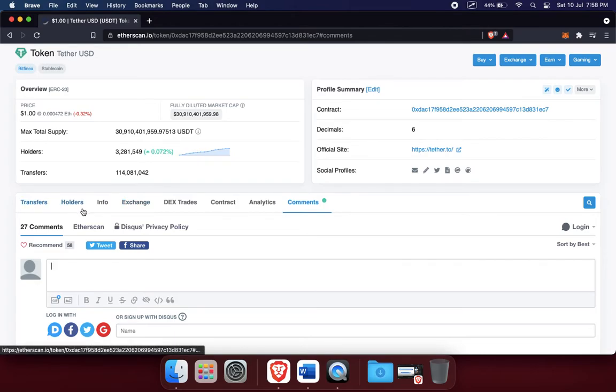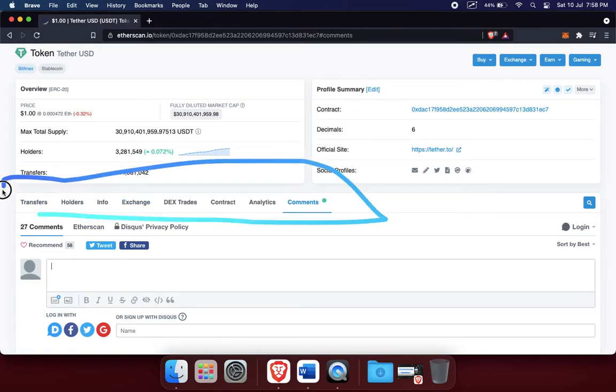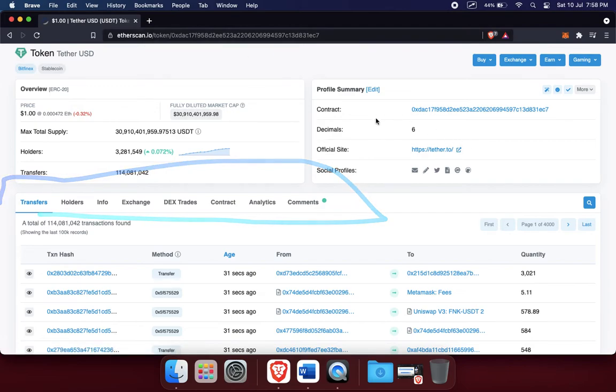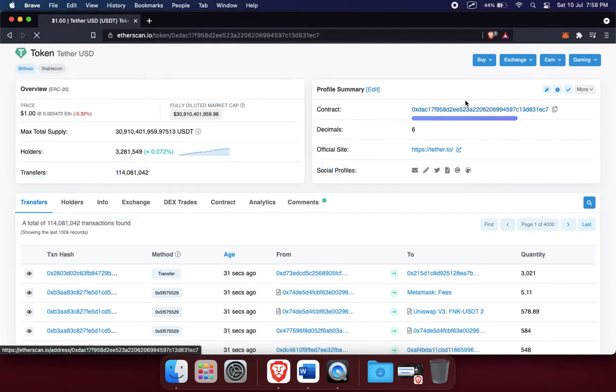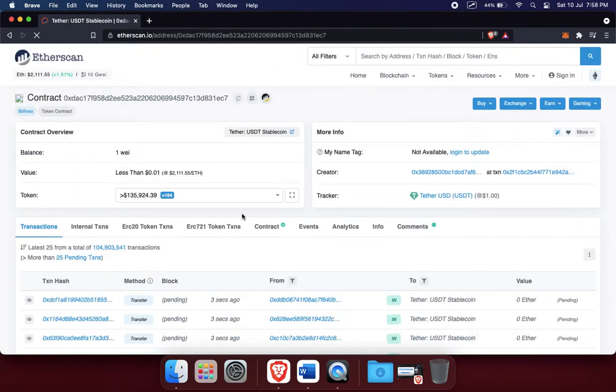So these are some of the interesting functions you can get from the token tracker. Remember, it's not the token contract. This is the contract. So the contract page looks like this.